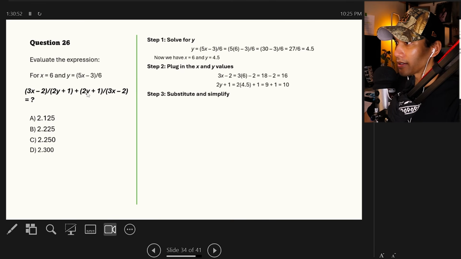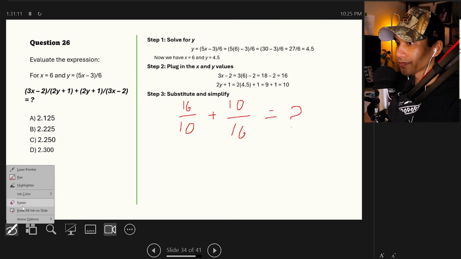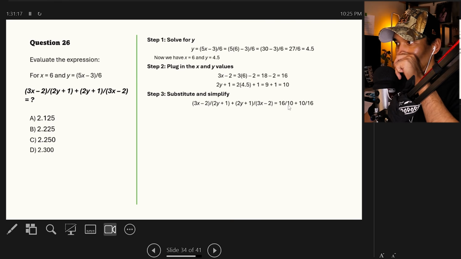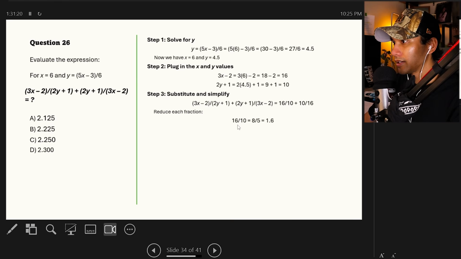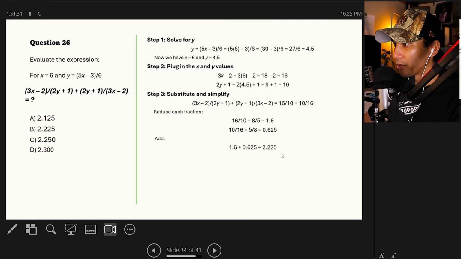And then this is the same thing. So it looks something like this. It's 16 over 10 plus 10 over 16 equaling question mark. And then we would just add. Let's see what we have. We could simplify it. Okay, see 16 over 10 plus 10 over 16, reduce the fraction. 16 over 10 equals 8 over 5 equals 1.6. And then 10 over 16 equals 5 over 8 equals 0.625. And then that equals this, 2.225.